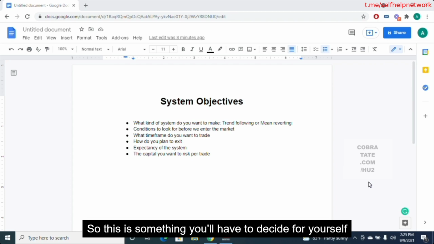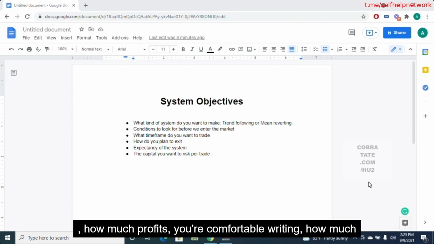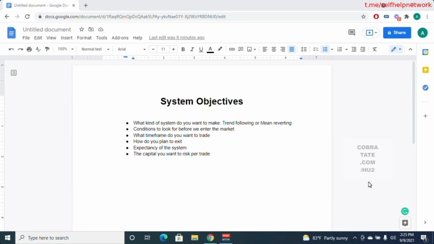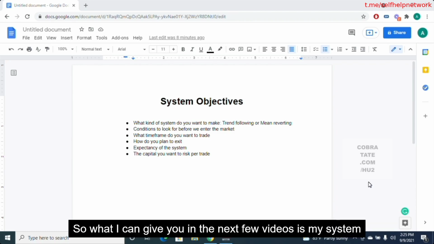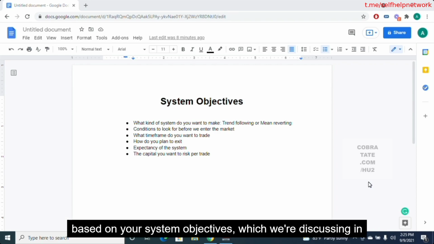So this is something you'll have to decide for yourself based on what you're comfortable with. How much profit you're comfortable riding, how much capital you have. It depends on a lot of things, and a bit of it depends on your personality. So what I can give you in the next few videos is my system and how I trade it, but feel free to tweak it or modify it based on your system objectives, which we are discussing in this video, and your understanding of the types of boxes and the trend structure.